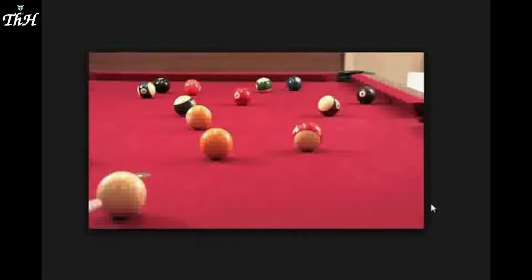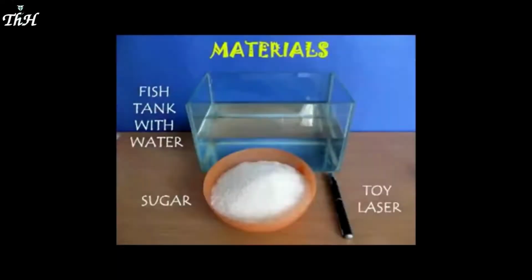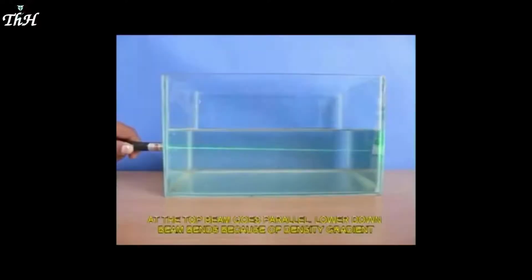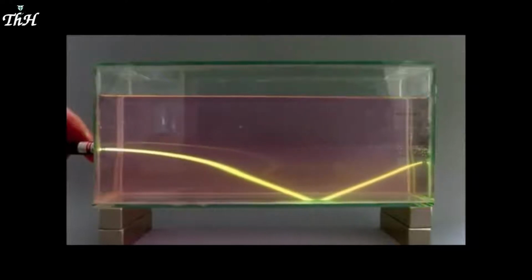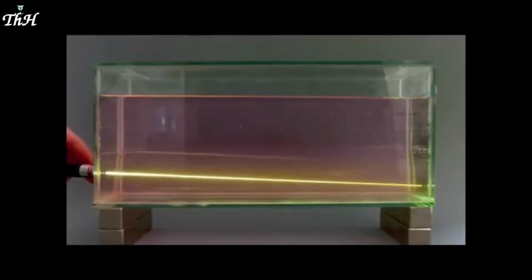Let me introduce you to the absolute beauty of refraction. In this video, you can see how light bends in water. In our experiment, the angle was straight, but what's happening here? Why is light bending? Well, the best part is you can repeat this experiment at home. You just need a pail of water, some sugar, and a laser pointer.